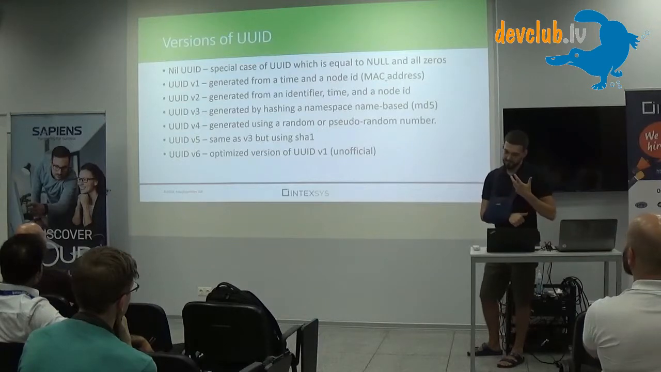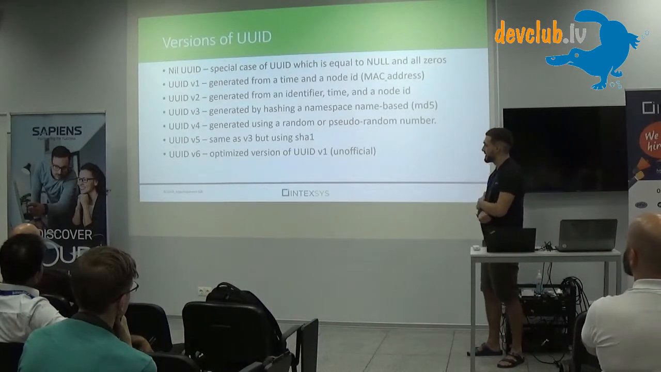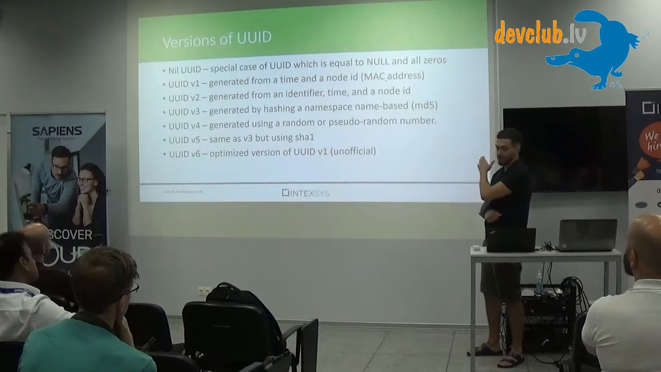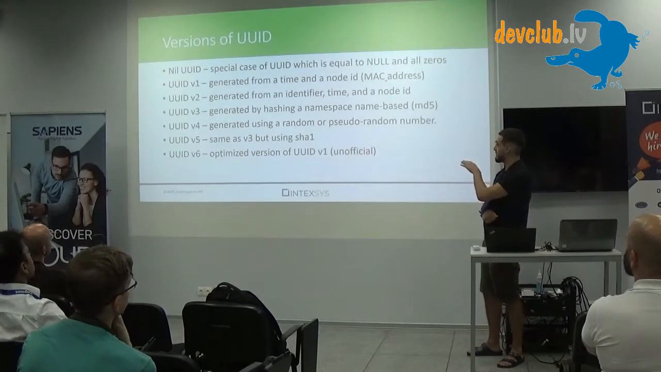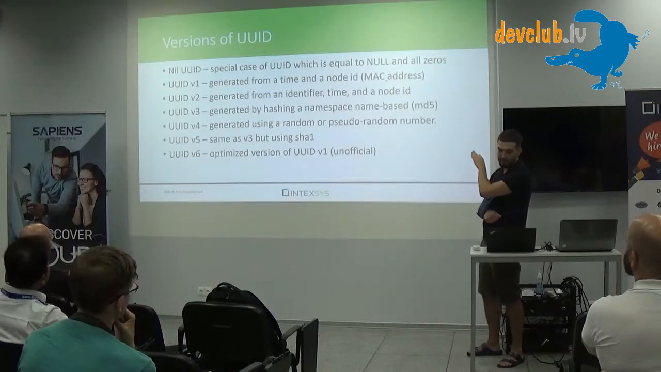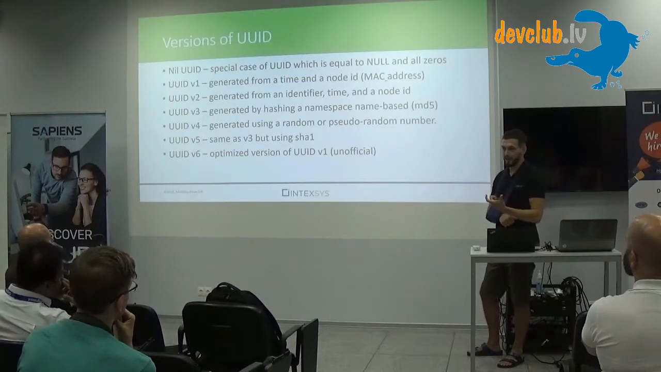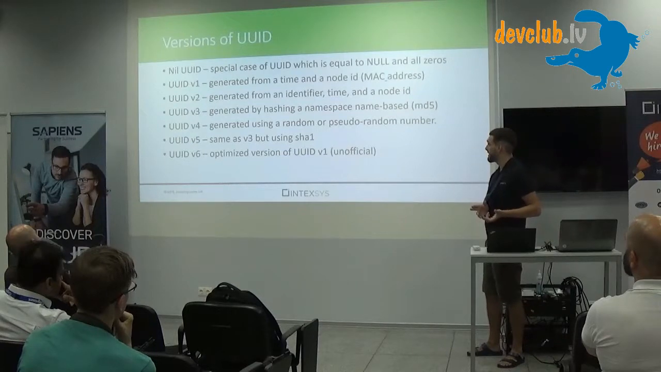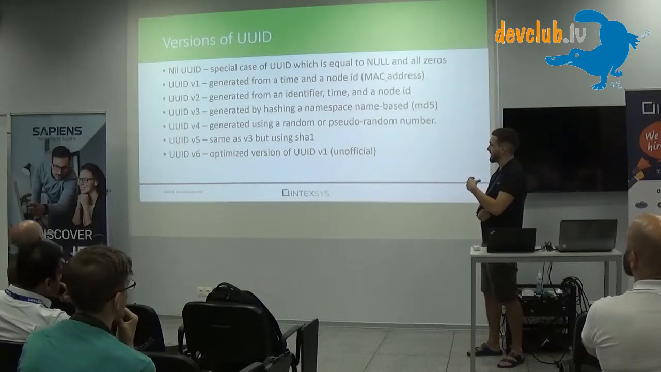We have at least 5 versions of UUID, which could be used in different cases. The first case is quite special. It doesn't have any RFC. It's a nil UUID or null UUID, which is basically all zeros. Then the first UUID is generated based on time and node ID, and node ID is usually the MAC address of your server. The second UUID isn't used quite often, but it's basically an extension to the first with some DCE security.